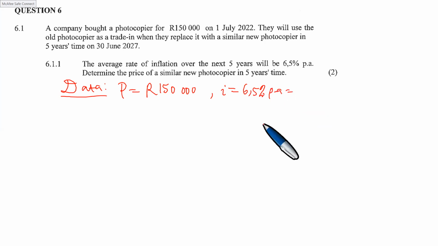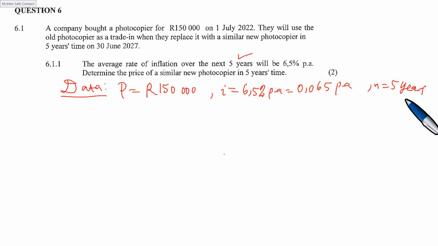Per annum, you divide this exactly by 100 and it becomes 0.065 per annum, because percent means you divide by 100. And obviously, we've been told the average rate of inflation over the next 5 years, which means n is 5 years. Okay, now we can continue and find this. What are we supposed to do? We're supposed to determine the price of a similar new photocopier in 5 years' time, subject to inflation.